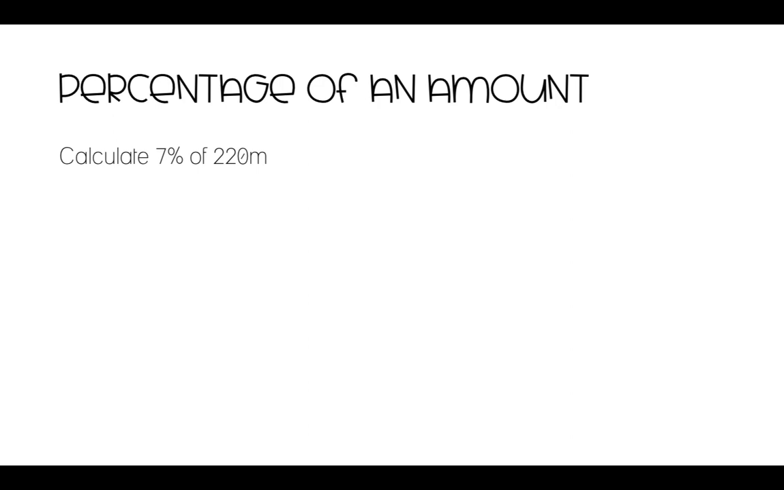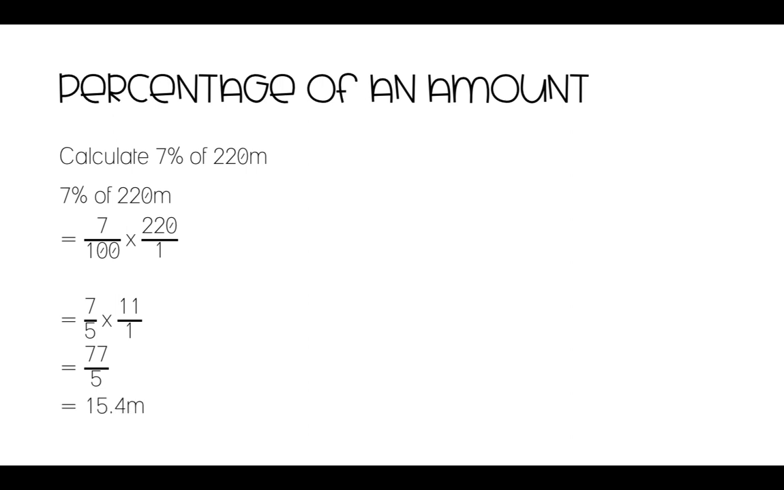Fantastic. So hopefully what you wrote was 7% of 220 meters, which is 7 over 100 as a fraction, times 220 over 1. Simplifying that down, 20 goes into 100 5 times and into 220 11 times. Now we can't simplify this any further, so we're going to multiply our fractions. So 7 times 11 is 77, and 5 times 1 is 5, so we get 77 over 5. We're just going to pop that into our calculator, which will give us an answer of 15.4 meters.